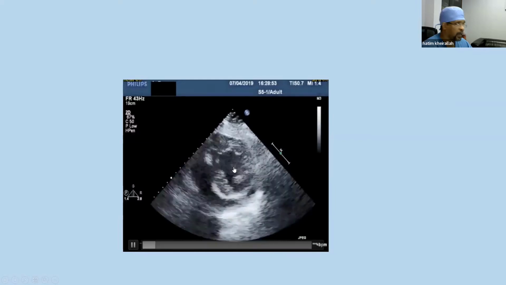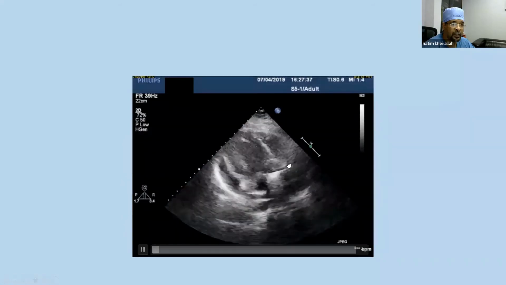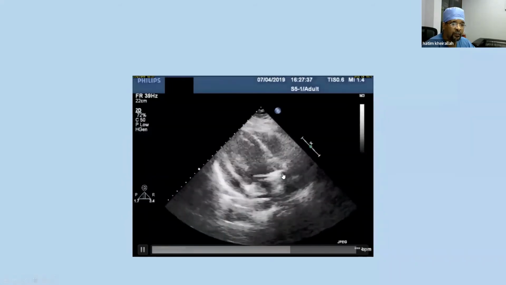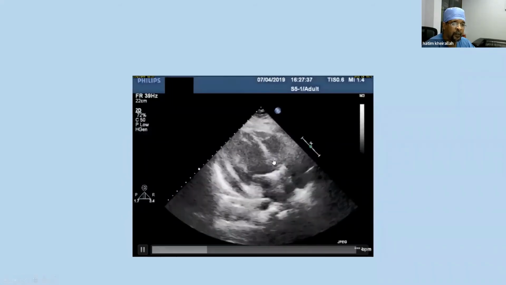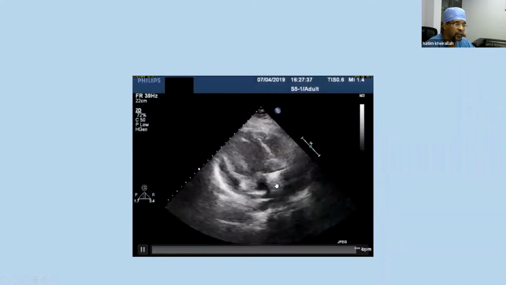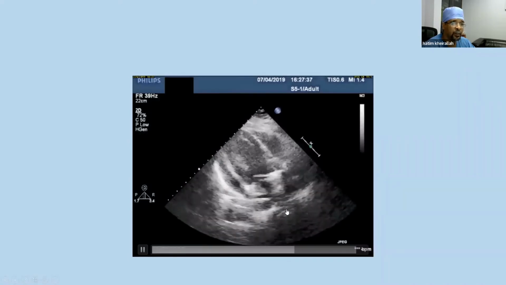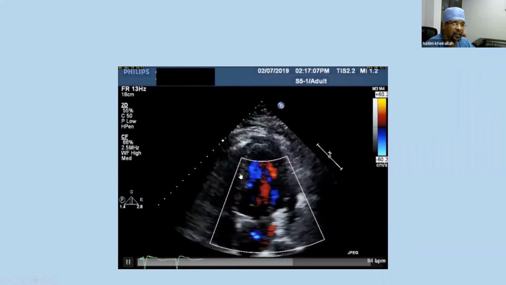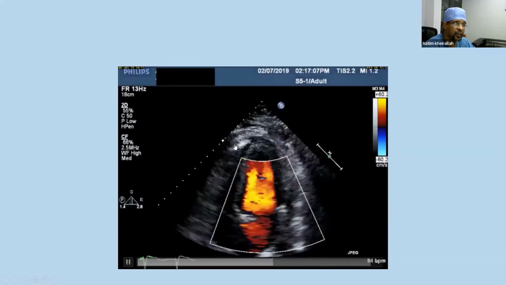Moderate sized pericardial effusion, and you see the print of the aortic valve metallic prosthesis, which has been interrogated, and it was normal in terms of gradient, and there was no leak. Here again, the LV dysfunction, the RV normal.